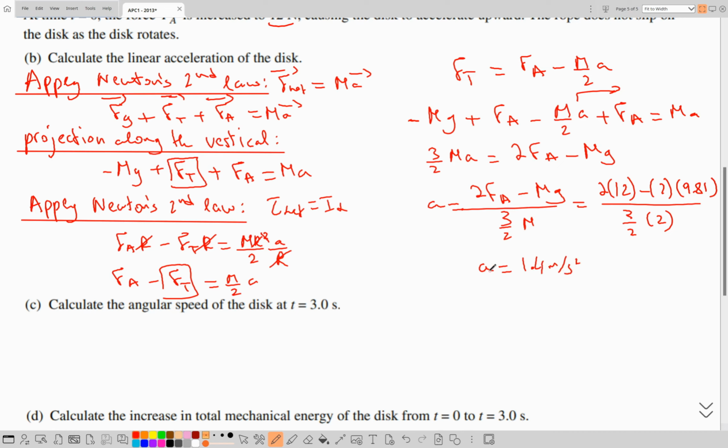And why a, not alpha? Because they're asking for the linear acceleration. Here, notice that even though they're asking us for the linear, which means at first glance we need to apply Newton's second law for translation, what makes us apply Newton's second law for rotation again? Because we have two unknowns, Ft and a.